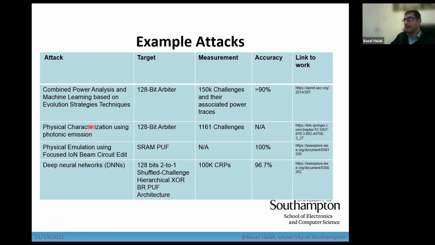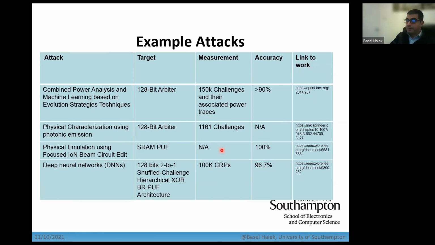So that's basically creating a physical, effectively a physical clone of the Arbiter, and that requires significantly fewer challenges and responses. We have physical emulation. So here we're emulating an SRAM PUF, and we can produce 100% accuracy. And using deep neural networks, we can actually also create a mathematical model of some of the PUFs that are resilient to traditional types of machine learning algorithms. The model has an accuracy of 96.7%.